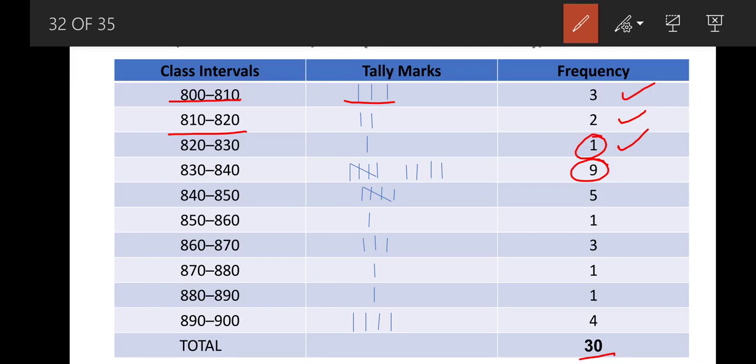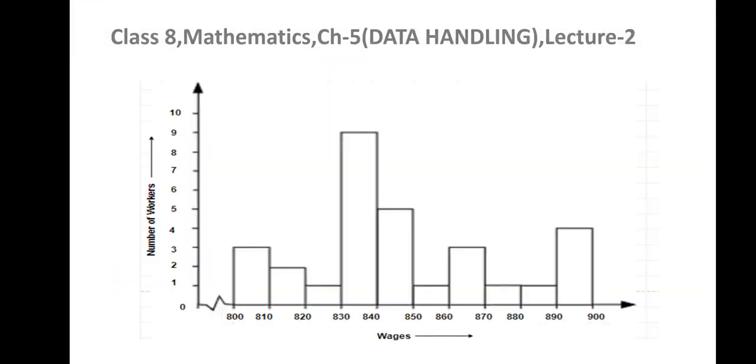And 810 will not be included here. It will be included in this interval. As I told you, the upper class limit is included in the next interval. So likewise, you can make the grouped frequency table, because we have grouped the observations, as it was the requirement of the question. Now this is question number 4 basically.